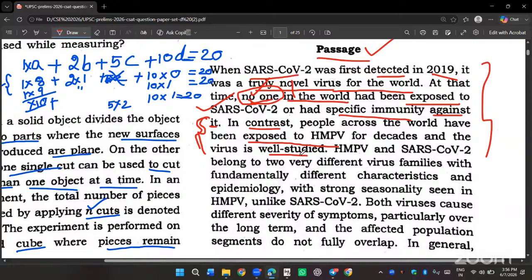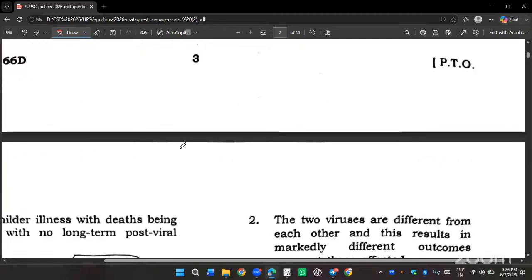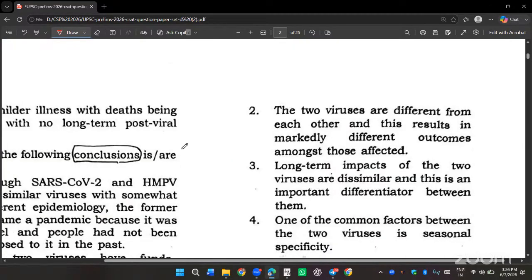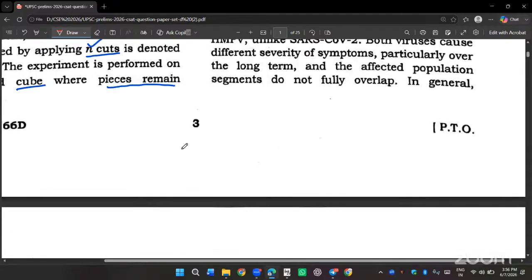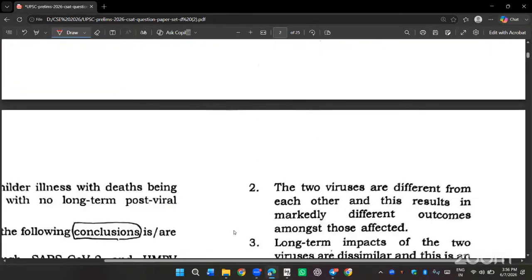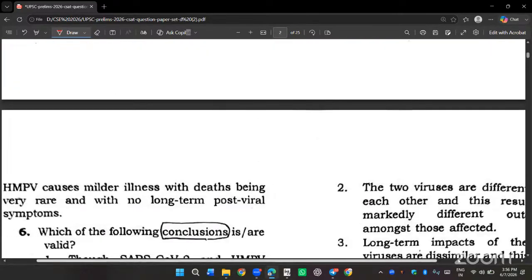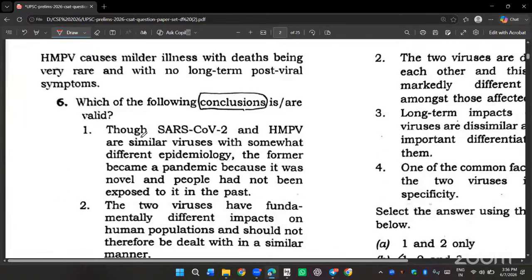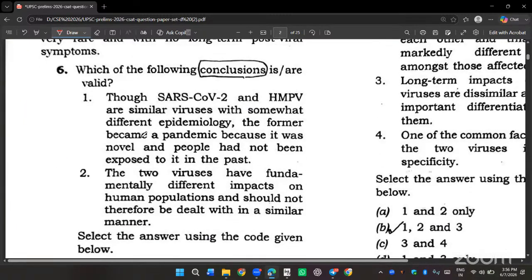So now you go to the question. To make you understand, I jump before completing the passage. Don't worry about it. Our students will understand me. That is why I do this. Here, though they were similar viruses. Are you getting my point?